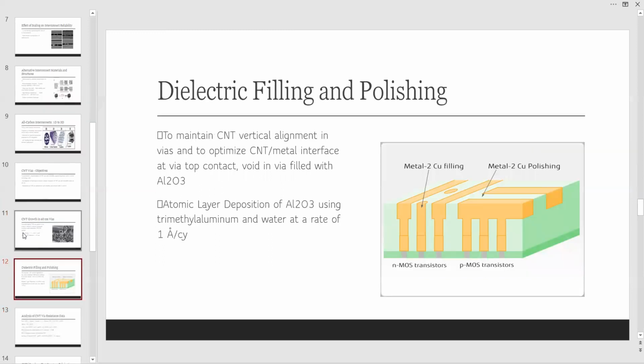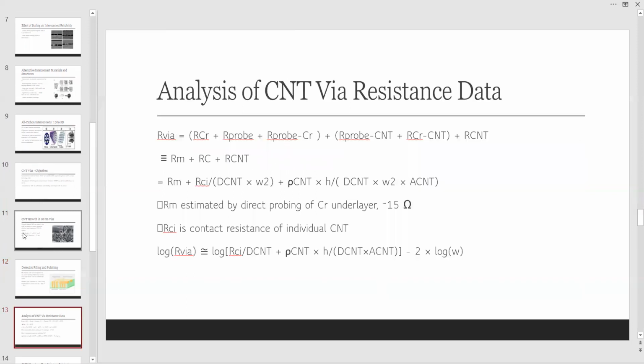Dielectric filling and polishing, to maintain CNT vertical alignment in vias and to optimize the CNT metal interface at via top contact. The via is filled with Al2O3, by atomic layer deposition of Al2O3 using trimethyl aluminum and water at a rate of 1 angstrom per cycle. Analysis of CNT via resistance data.